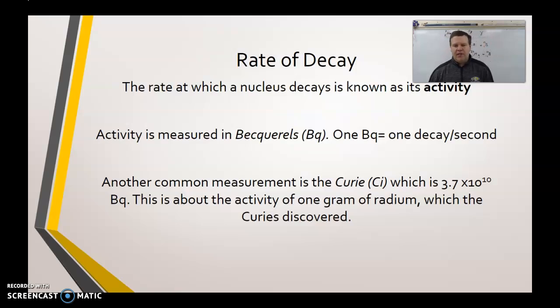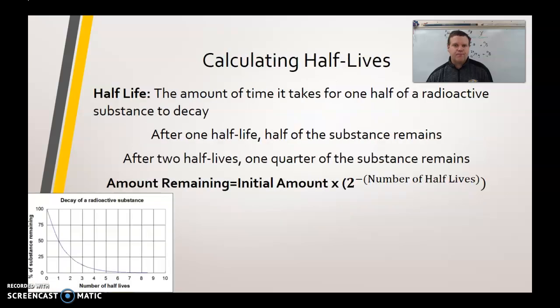Another unit for that would be the curie, which is 3.7 times 10 to the 10th decays per second, probably a more realistic measurement because you have lots and lots of things that are actually going to be decaying. It was named after Pierre and Marie Curie, who discovered radium, so it's kind of a nod to them in the naming of the unit.